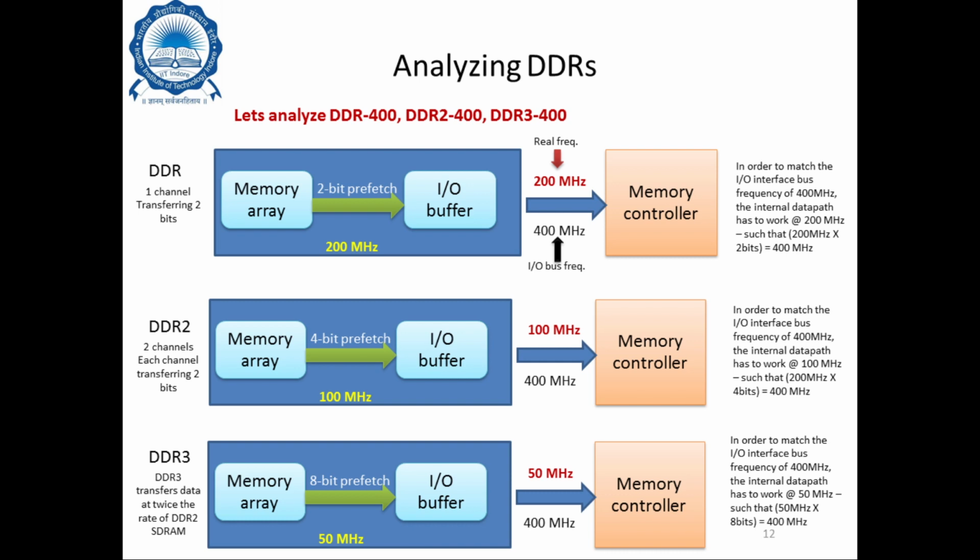Similarly, DDR3 transfers data at twice the rate of DDR2. So if the external IO bus frequency is 400 megahertz, we need to make the internal data path work at 50 megahertz, because we are transferring twice the amount of information as in DDR2. So 4-bit becomes 8-bit, so it's an 8-bit prefetch that's happening, and because of that we can ensure that the internal frequency works at 50 megahertz, and we can transfer 400 bit information across all cycles per second.